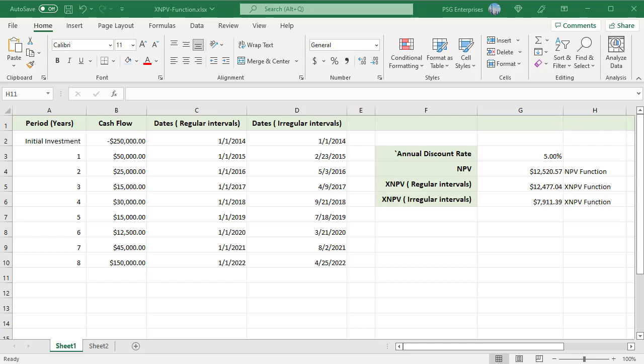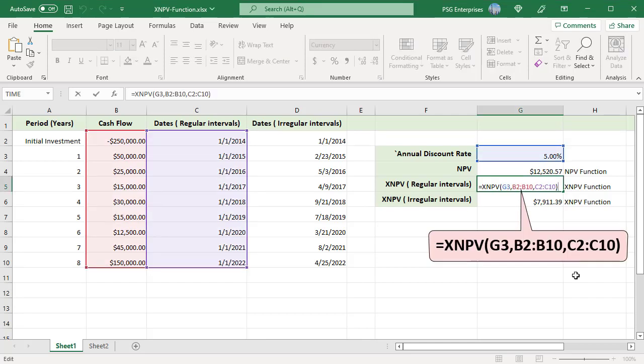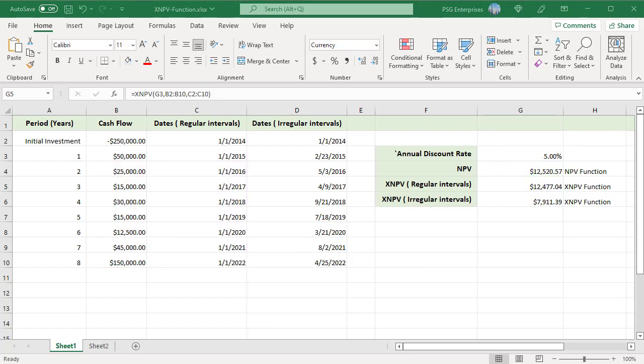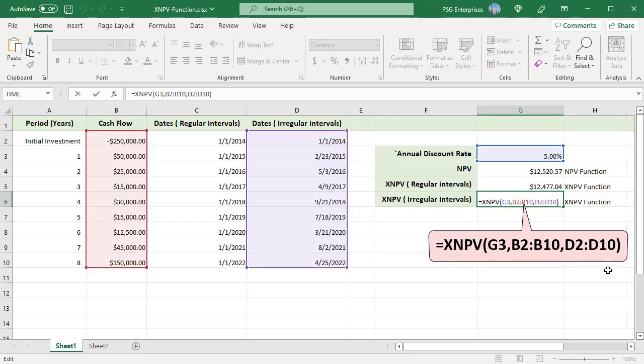To use XNPV on the same cash flow values, use this formula. Pass the values in column B, including the initial investment. Pass the corresponding dates. If the cash flows are distributed evenly through the investment, the NPV and XNPV functions return very close values. We have irregular intervals for the same cash flow values in column D. Pass these dates to the XNPV function. Use this formula. In case of irregular intervals, the difference between the two results is very significant.